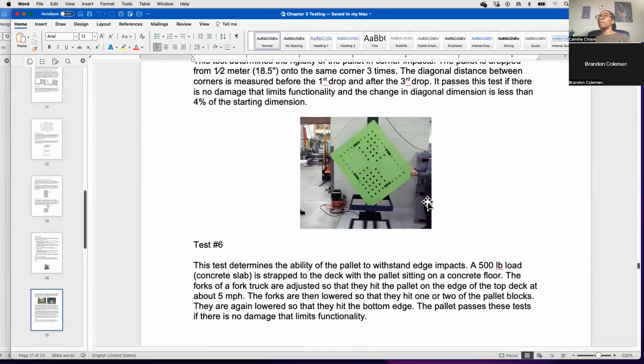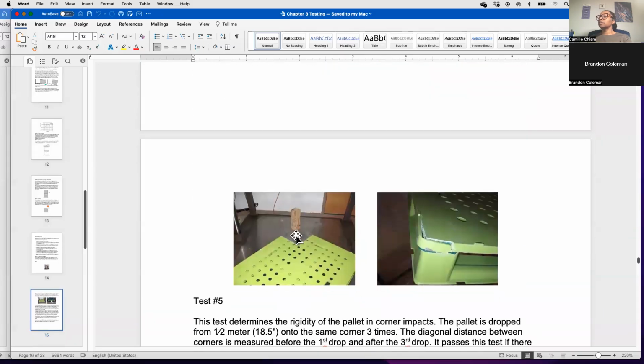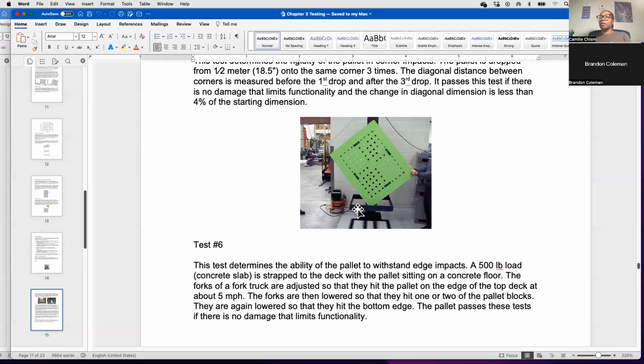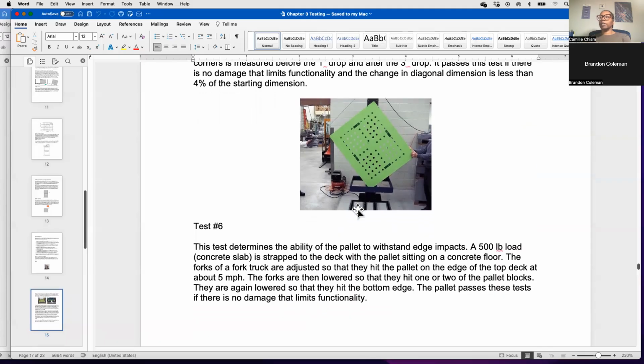Again, another one for edge impacts. This one was top to bottom. This one, you're going to put the pallet on its side to hit that edge. And it's hitting a concrete slab because most of the facilities that these are going to be in are going to have cement floors. You want to make sure that you see how they perform when they hit concrete.